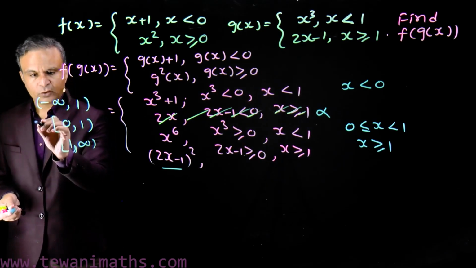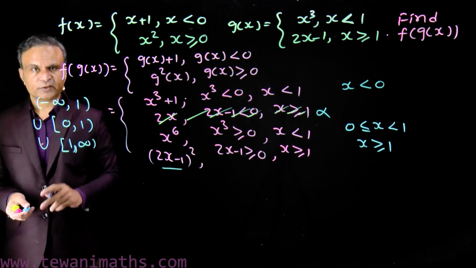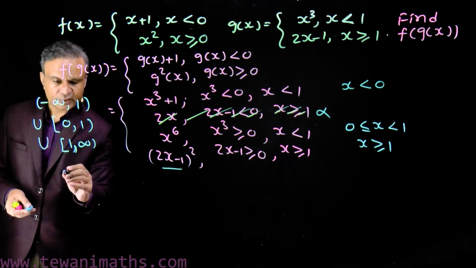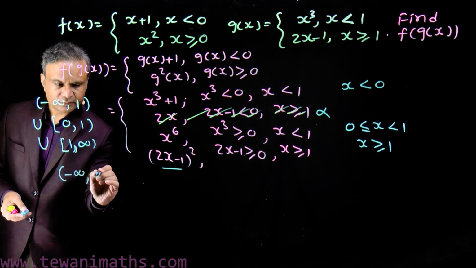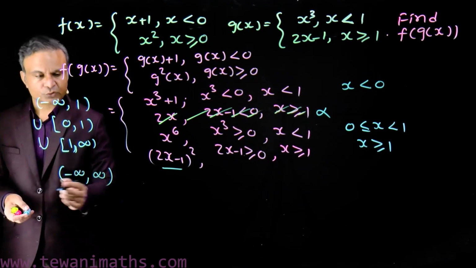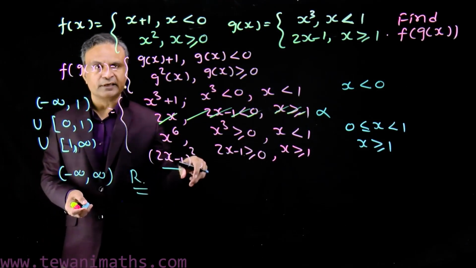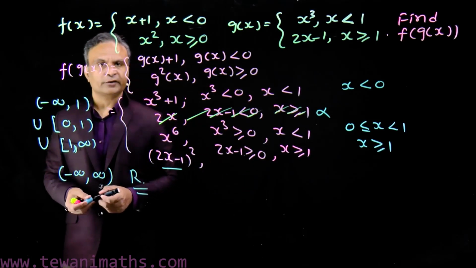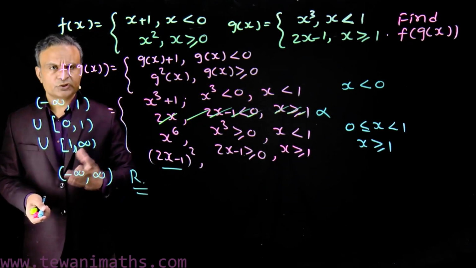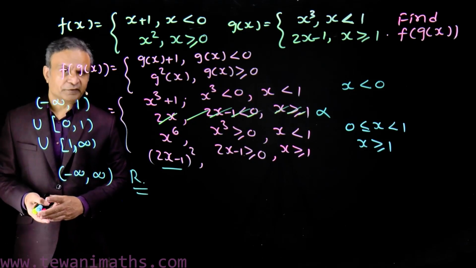Now we take the union of these intervals. We will take the union of all of these and the union is minus infinity to plus infinity. So range of the function is set R. The domain of the function is set R, and the range of the function is also set R. You can try finding function g of f(x).